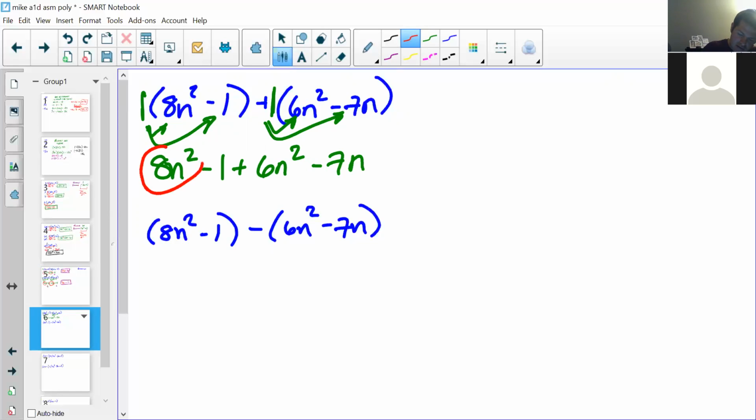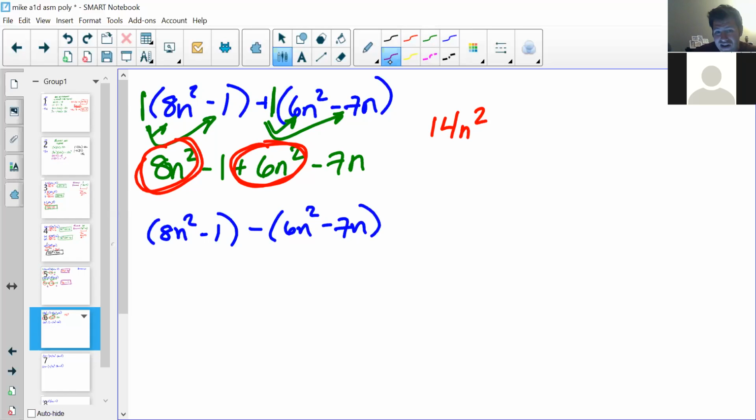So here I have an 8n squared and this plus 6n squared, both variable n, both with an exponent of 2. So I can add those two. I can combine like terms with that. 8n squared plus 6n squared would be 14n squared.